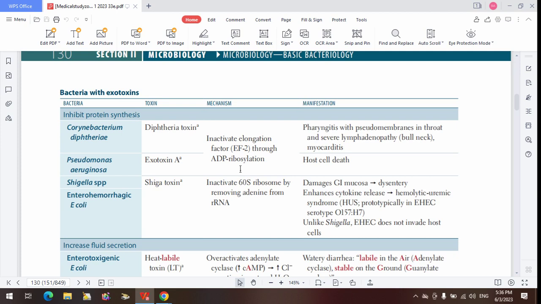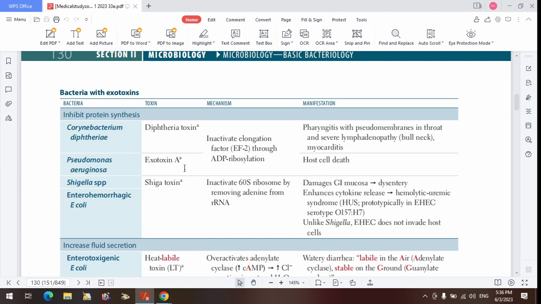So Corynebacterium and Pseudomonas, both of them inhibit elongation factor 2. How do they inhibit it? They do ADP ribosylation. So once you add ADP to elongation factor 2, it inactivates it. ADP ribosylation inactivates elongation factor 2 and halts protein synthesis. Now, what is the toxin of Corynebacterium that does that? Diphtheria toxin. What is the toxin of Pseudomonas that does it? Exotoxin A. If you want to learn the name, you can learn it. But the most important thing is remembering the mechanism of action of those toxins. That is the most important thing.